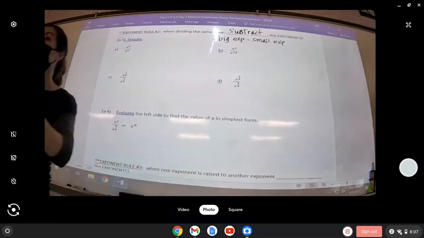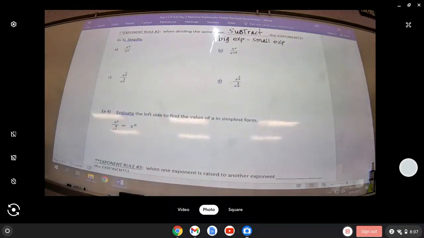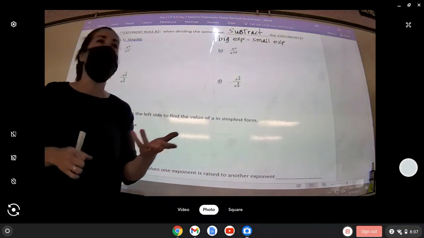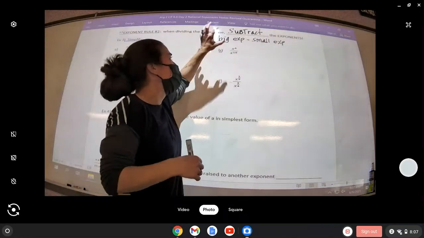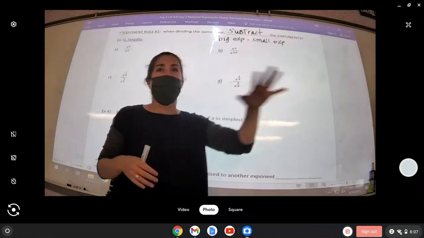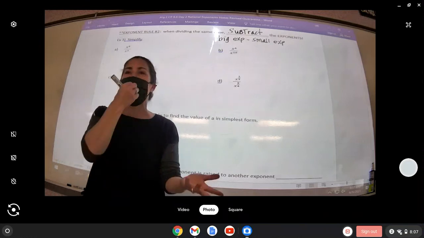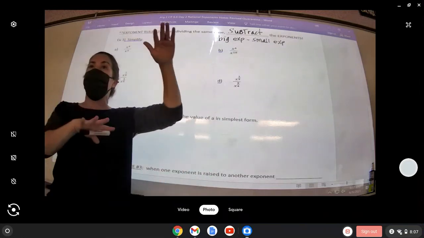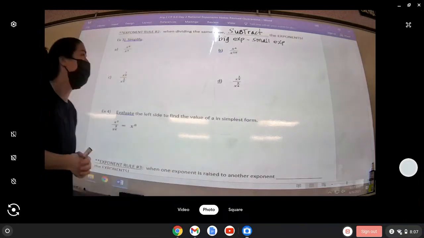Now, I don't want to create a negative exponent because I know I'm not allowed to leave negative exponents in my answer. That's why I always remind myself to take the big exponent and subtract the small one. So my answer will always be a positive exponent, and then I'll just put it back on top or bottom, depending on where that bigger exponent was.